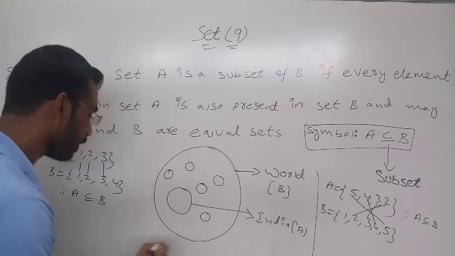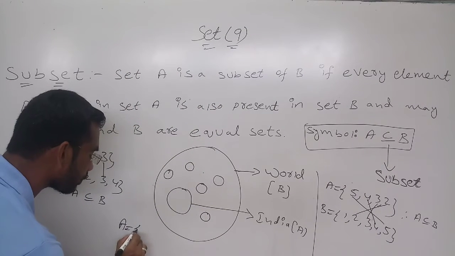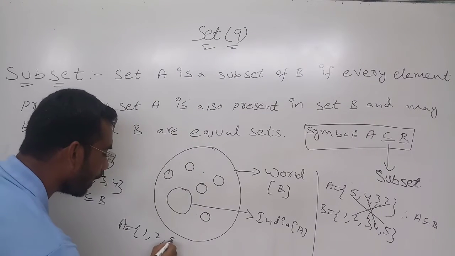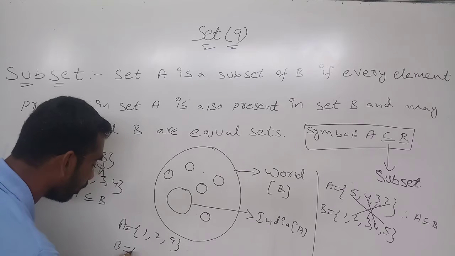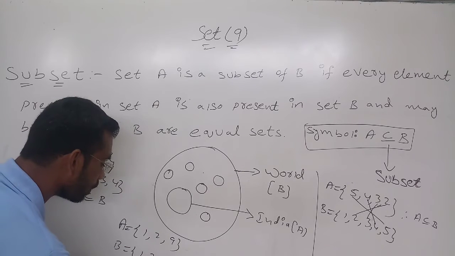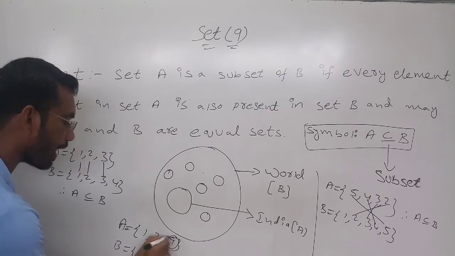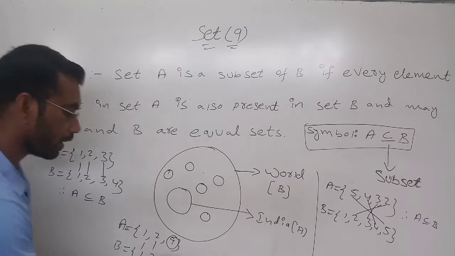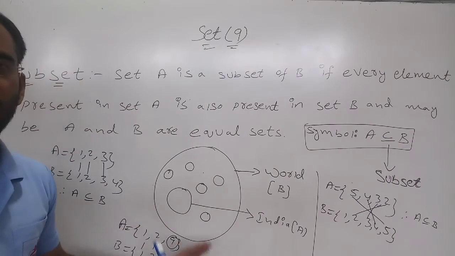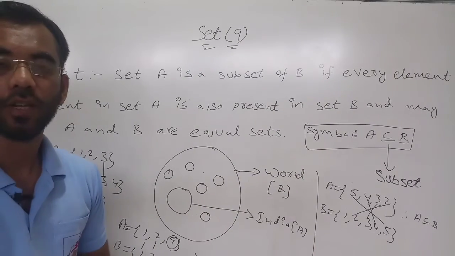Now we will take one more example. A is 1, 2 and 9. B is 1, 2, 3, 4. Now tell me, 1 is present, 2 is present, but 9 is missing. So A is not a subset of B.